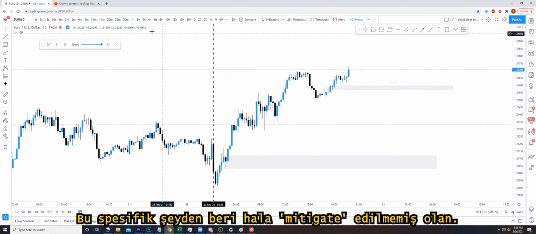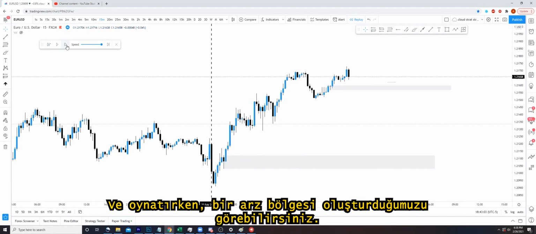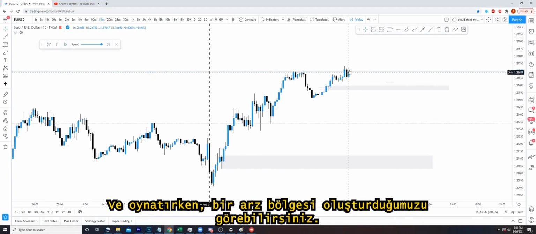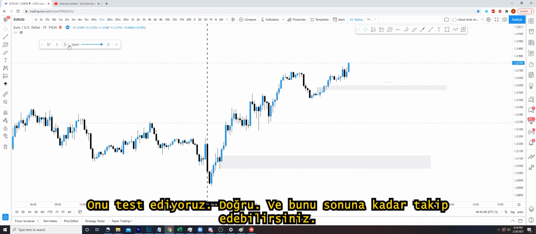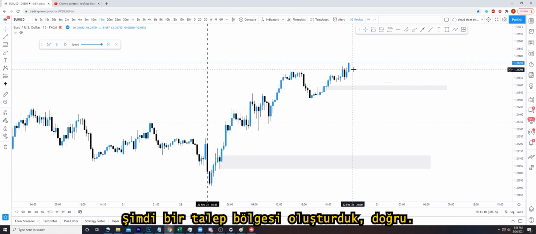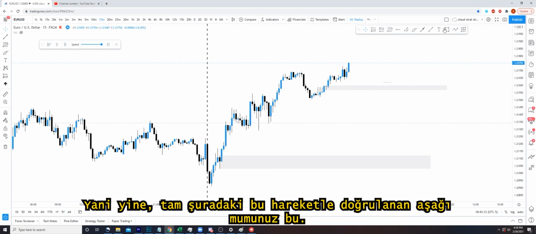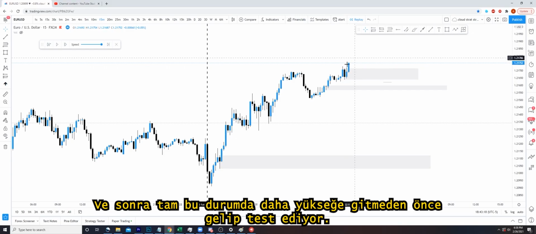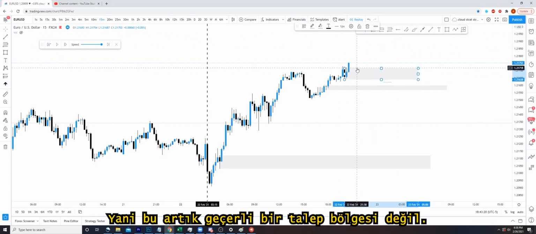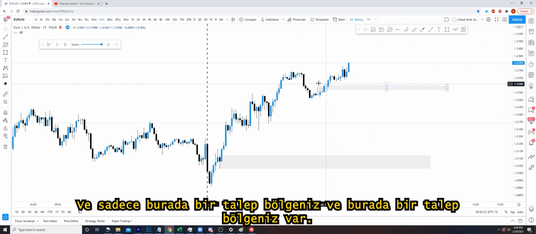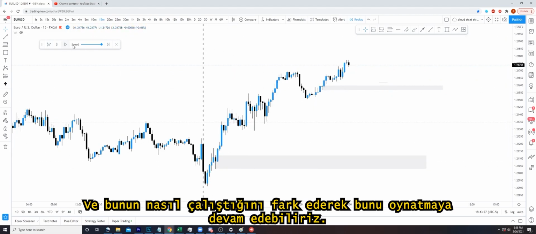Now we can keep playing price, and as we're playing it, you can see we create a supply zone, we're testing it, right? And you can follow this all the way. Now we've created a demand zone, right? And this has tested that demand zone, right? So again, this is your down candle that gets validated with this move right here, and then comes and tests it before going higher, in this case right here. So this is no longer a valid demand zone, and you only have this demand zone here and this demand zone here. And we can keep playing this out, noticing how this works.